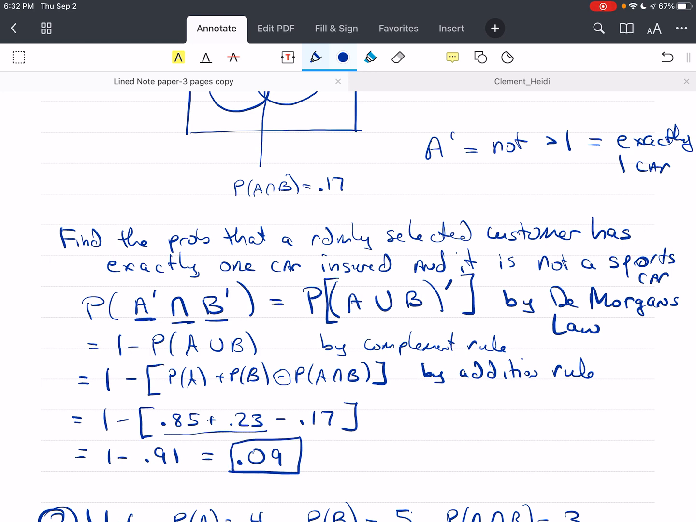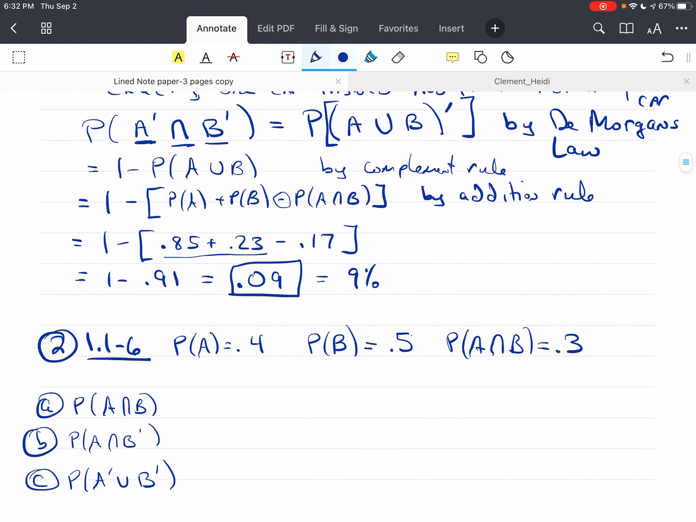So 9% of the customers insure exactly one car that's not a sports car. Okay. Now let's go to the second problem.